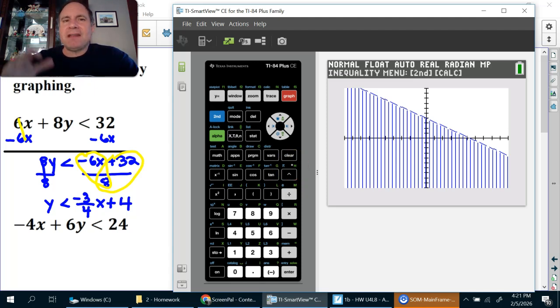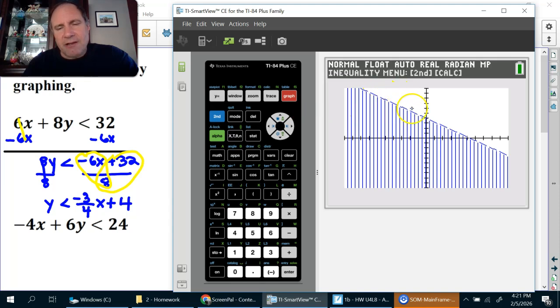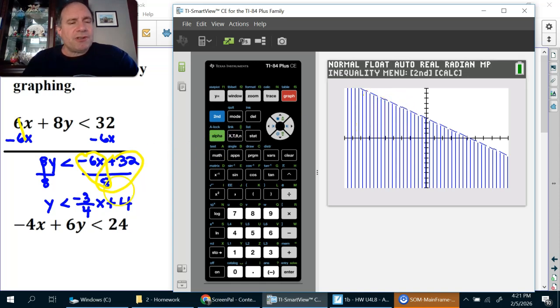And what's better than doing this the old-fashioned way without the Inequalz app is that the screen here, the calculator, tells you that it's a dotted, dashed line. It's a dashed line, right? Because of the less than symbol.